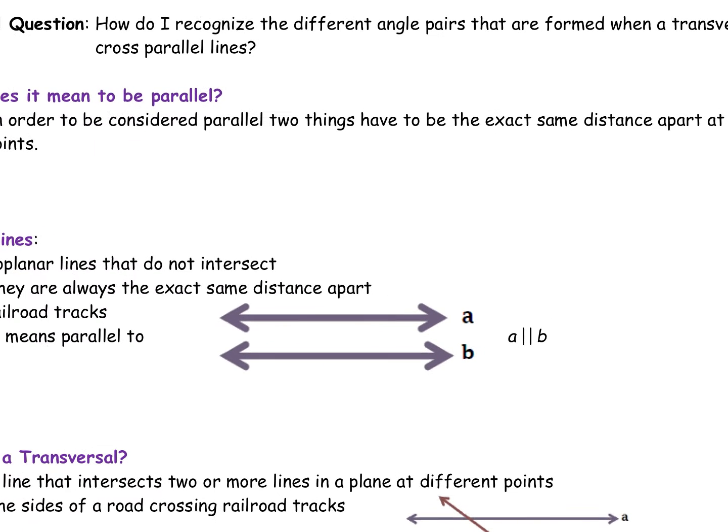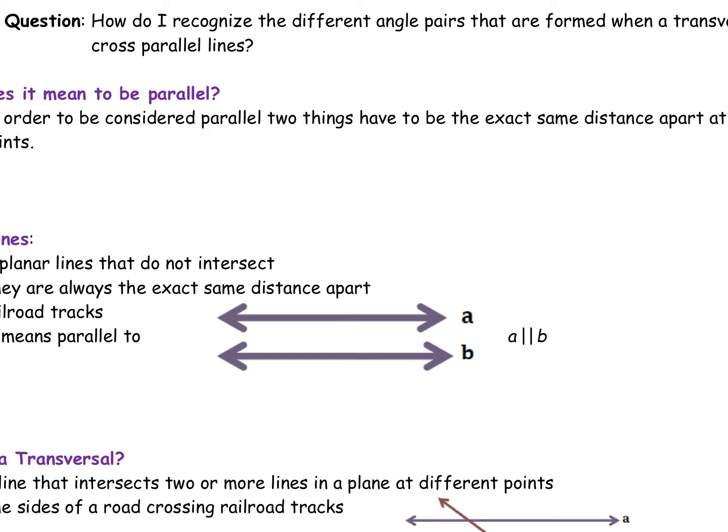parallel? Well, in order to be considered parallel, two things have to be exactly the same distance apart at all points. Okay, so they have to be the exact same distance apart. They don't have to be straight. It can be curved as long as the same distance apart at every single point. Of course, parallel does mean straight, right? But as long as they're straight and they are the exact same distance apart at all points.